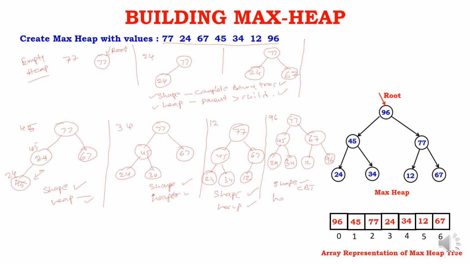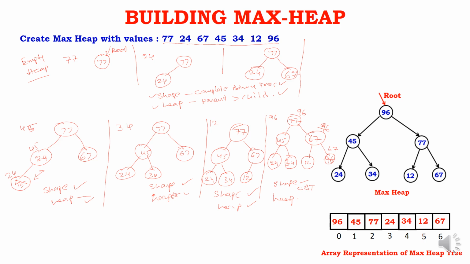Then, what about heap property? 77 is greater than 45 and 67. 45 is greater than 24 and 34. 67 is greater than 12, but 67 is not greater than 96. So interchange them. 96, 67. Now is it satisfying heap property? No. 77 is less than 96. Again interchange these two. So 96 is made root value.